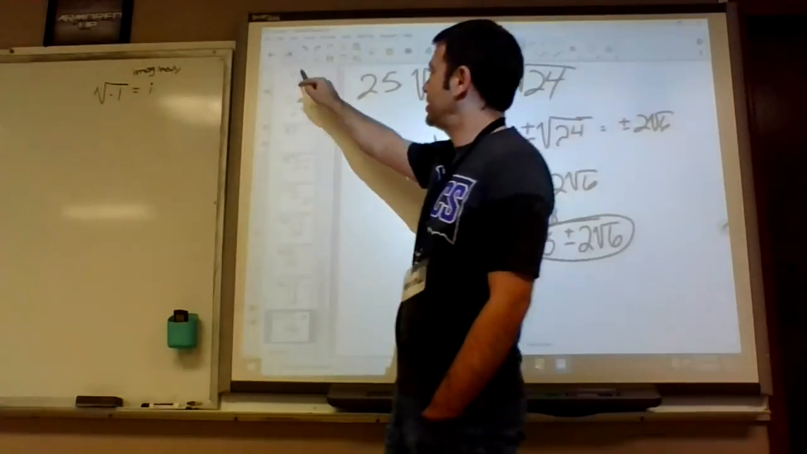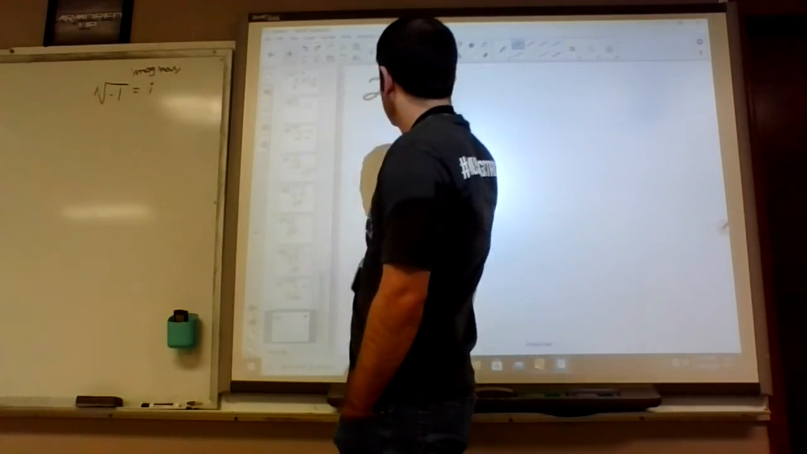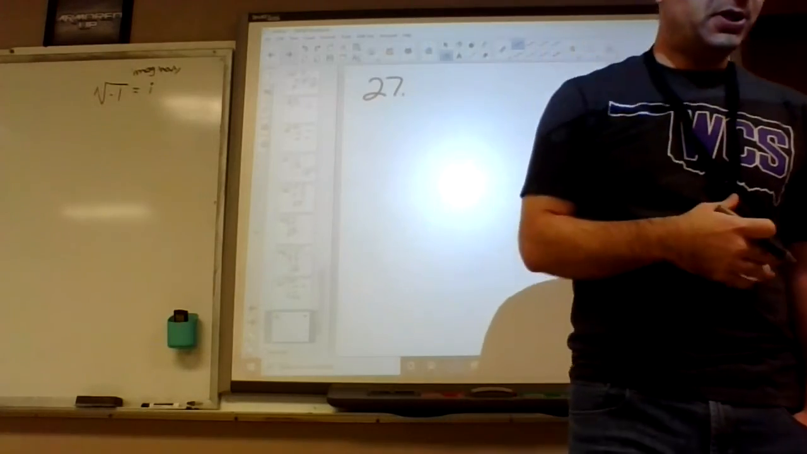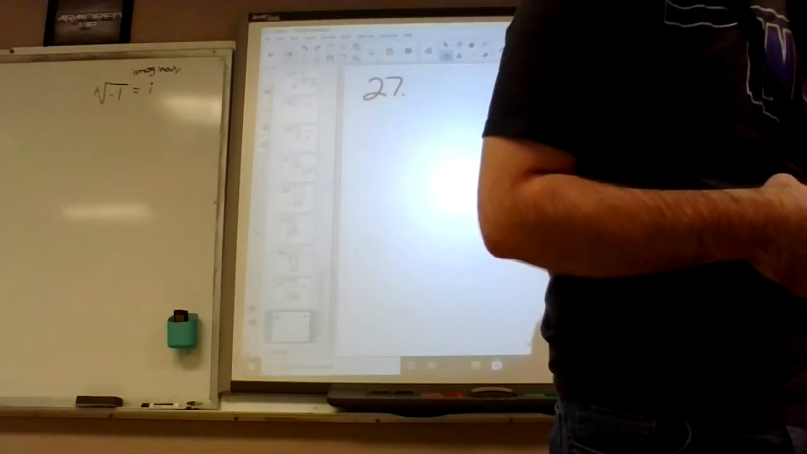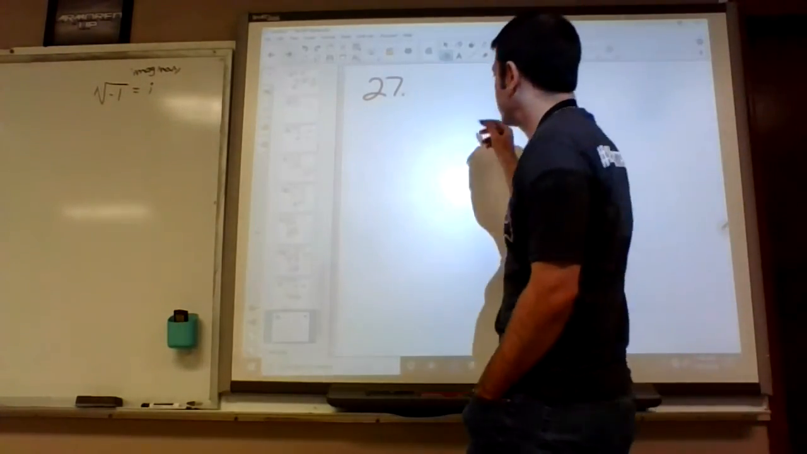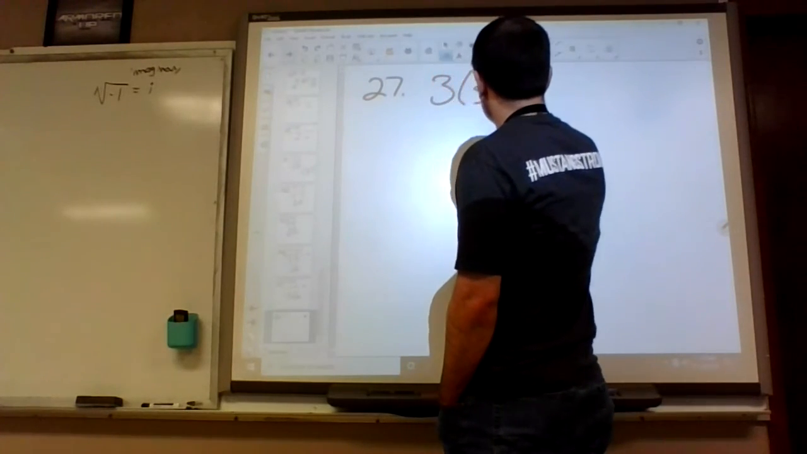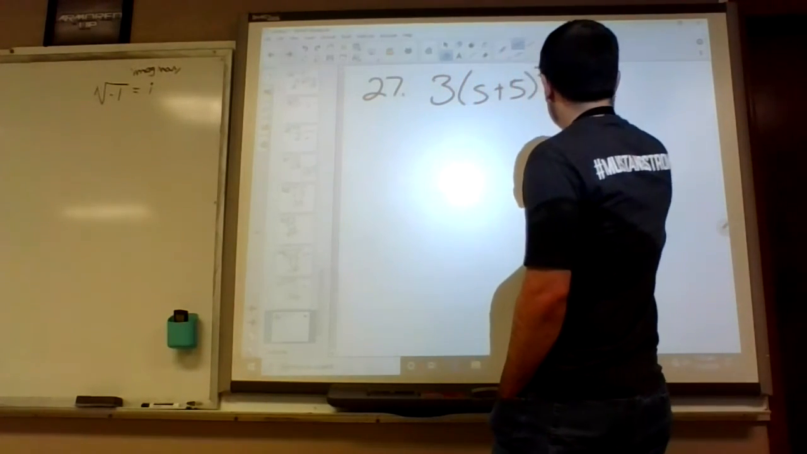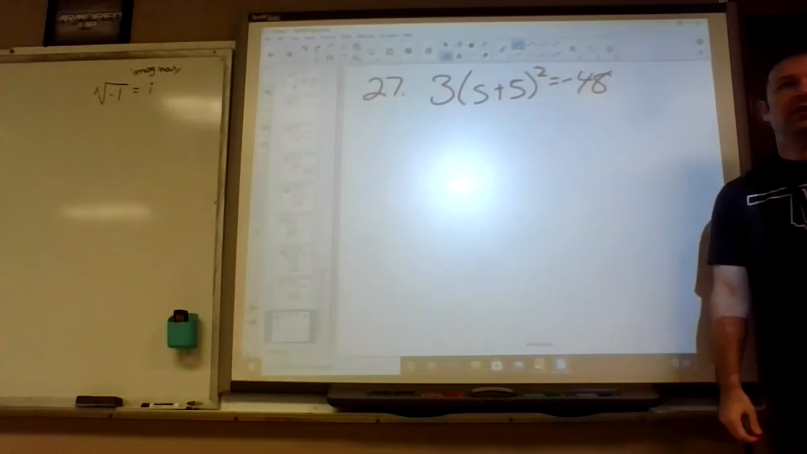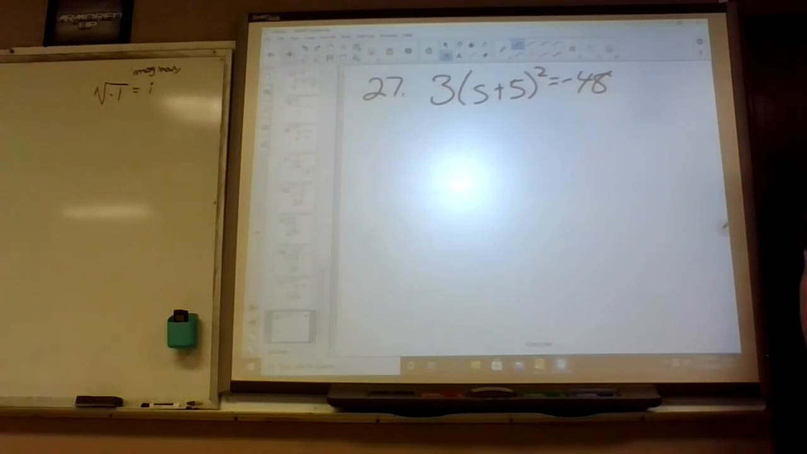Okay, last one, 27. I think we're going to need the same kind of problem here. 3 times s plus 5 squared equals negative 48. What do you guys think would be a good first step on this one? Any guesses? Square root of s plus 5.